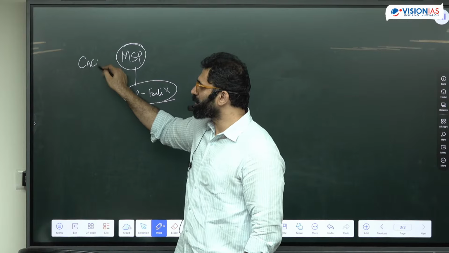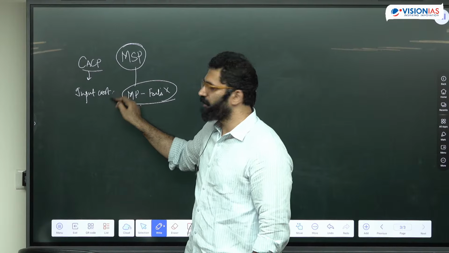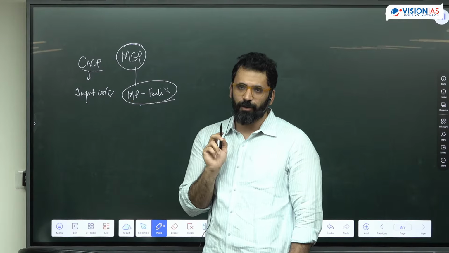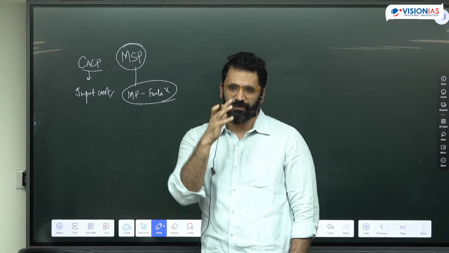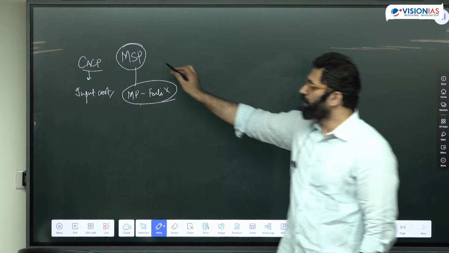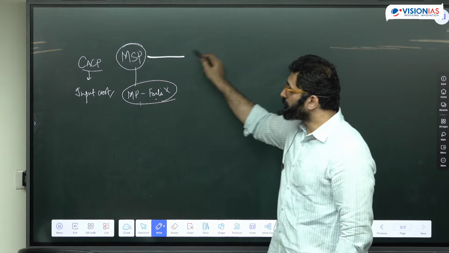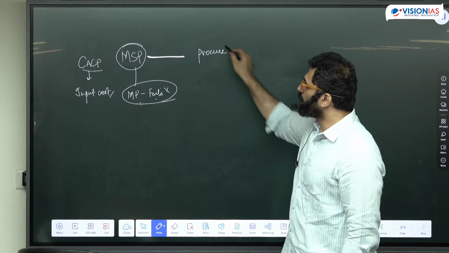CACP calculates MSP. The most important factor in calculation is input cost, though there are other variables also. In input cost, there is also a problem where it is A2 plus FL and C2. That is mostly for mains, less likelihood of asking in prelims. Once the MSP is decided, it is a market price failure. You also have to procure the crop.